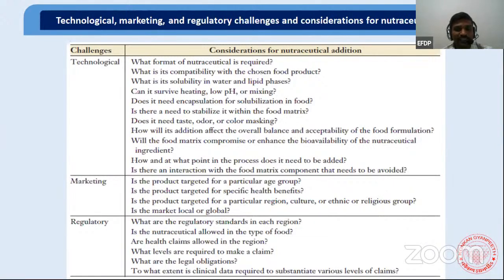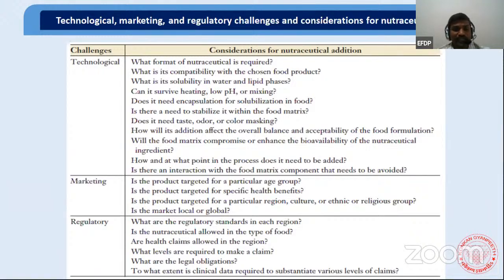Then marketing-wise, the particular age group which we are targeting, the specific health benefit, and the particular region and culture, because halal products need a specific halal certificate. Then also certificates for vegetarian or vegan sources. That is very important in a marketing strategy. Then for the particular region we are thinking of, because globally there are different requirements and regulations for nutraceuticals. When we think about regulations, what are the regulatory standards in each region, the type of food allowed, because some foods are not allowed in the USA but are allowed in India. So there is a variation there.